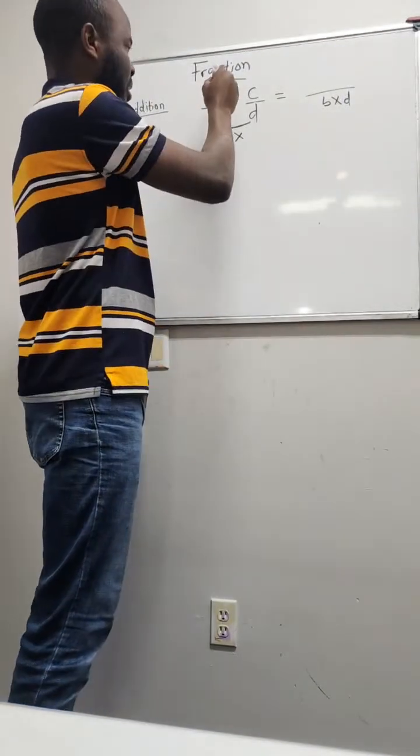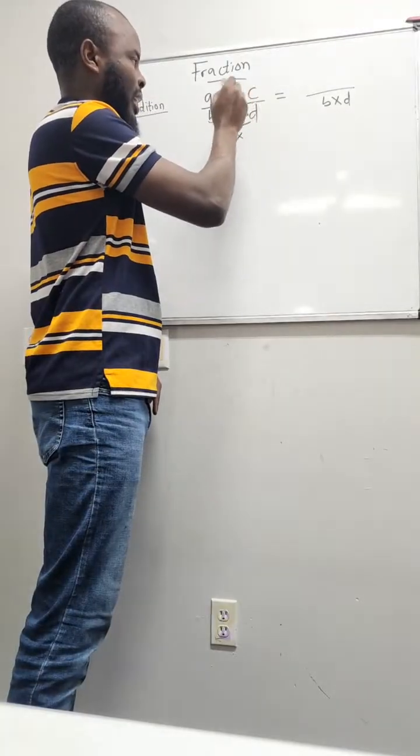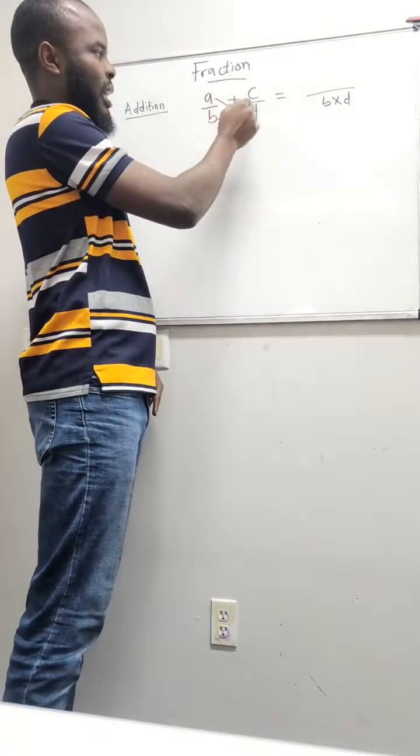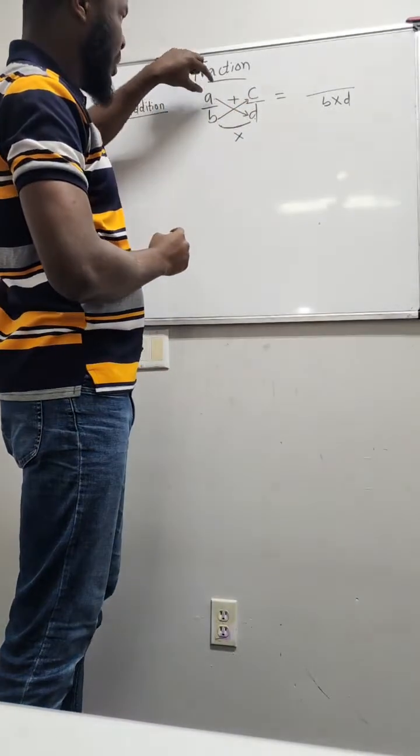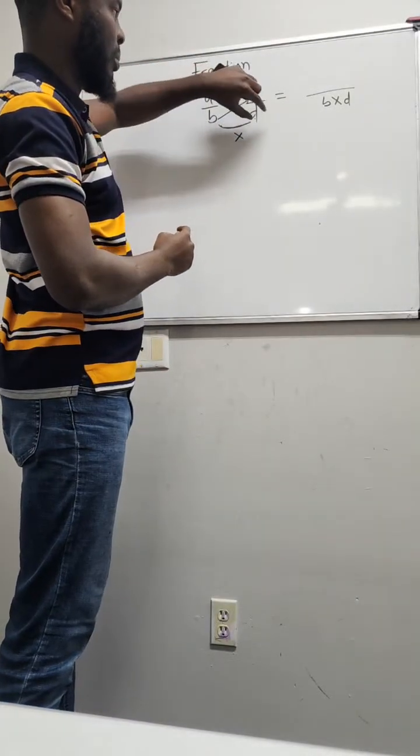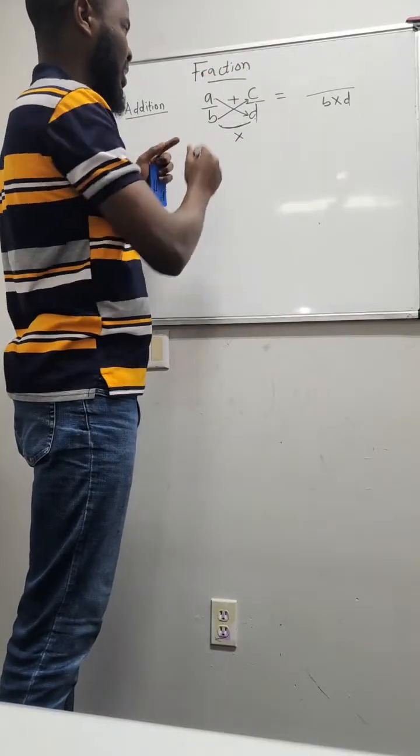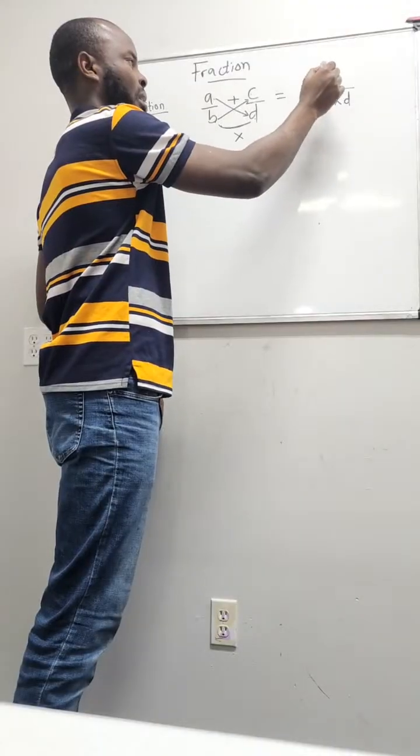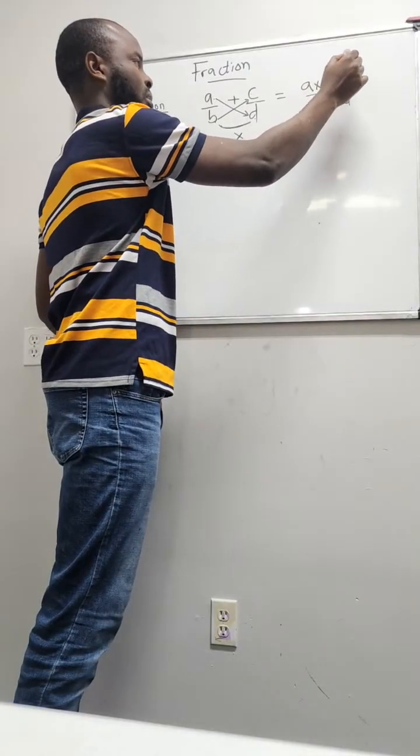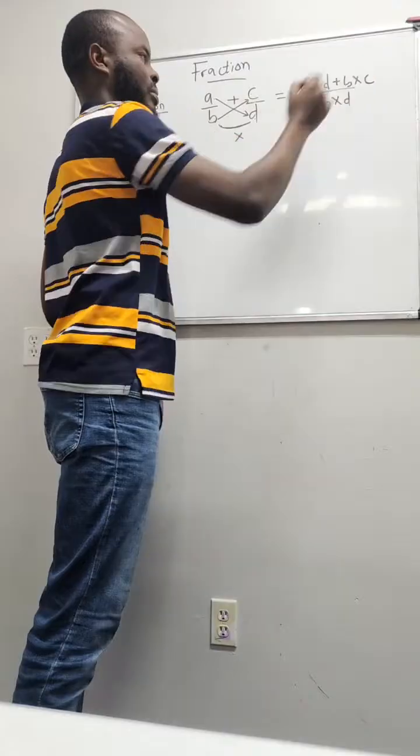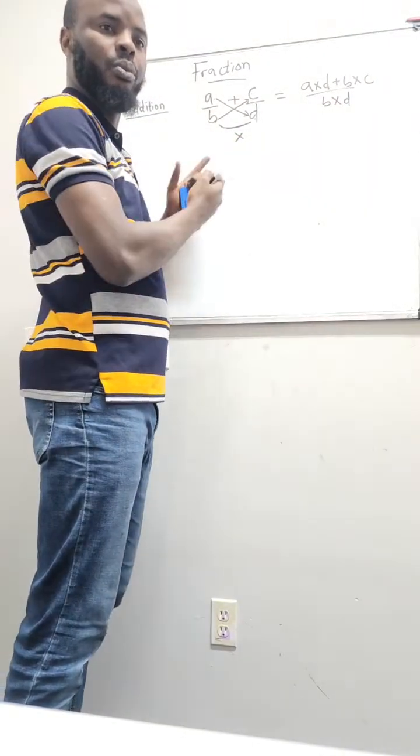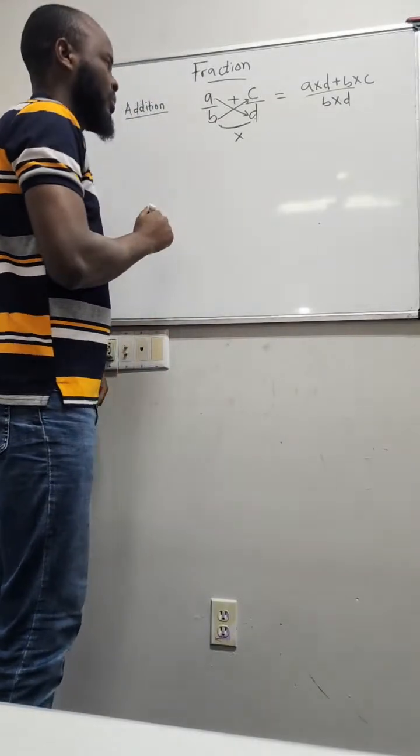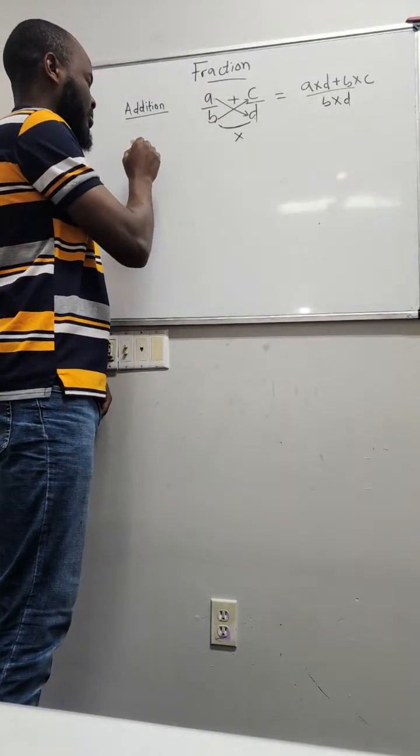And you cross multiply this. The numerator of the first fraction, a, will multiply the denominator of the second fraction, d. And the same thing will be done here. So here we have a multiplied by d plus b multiplied by c. I'm going to break this down for you.